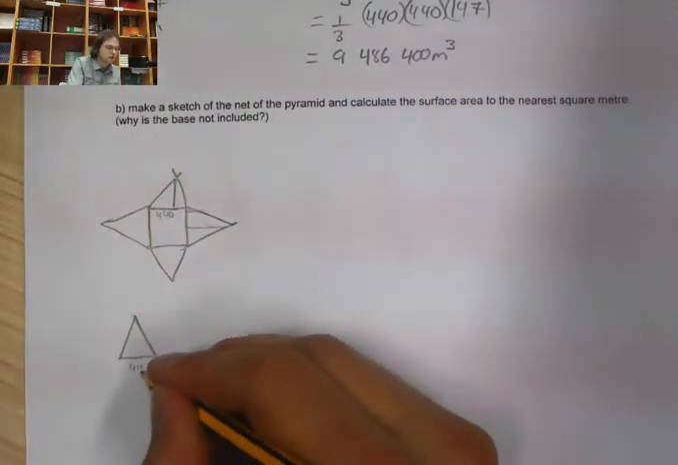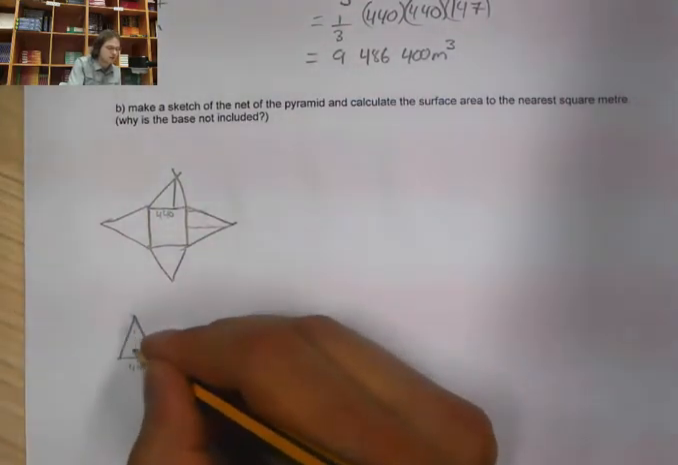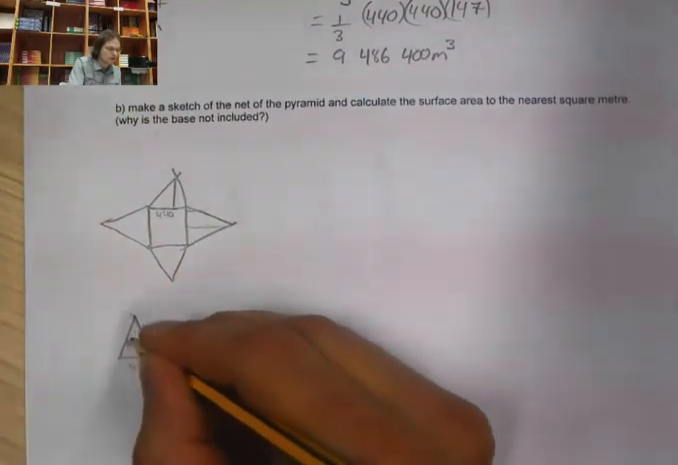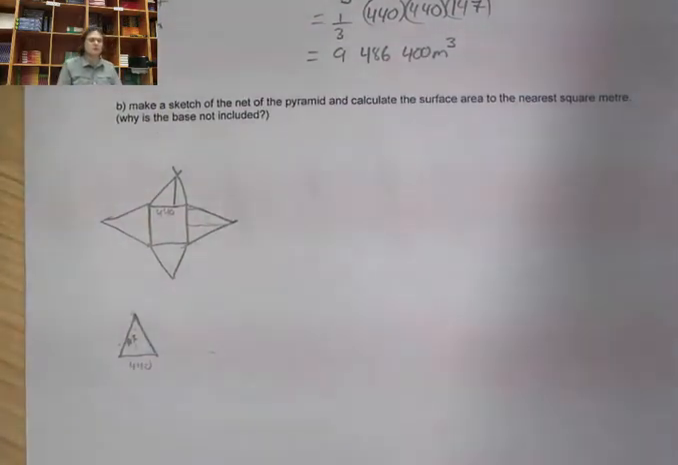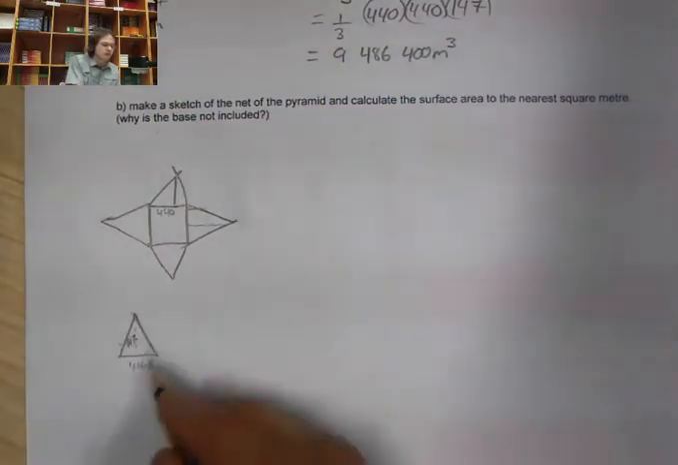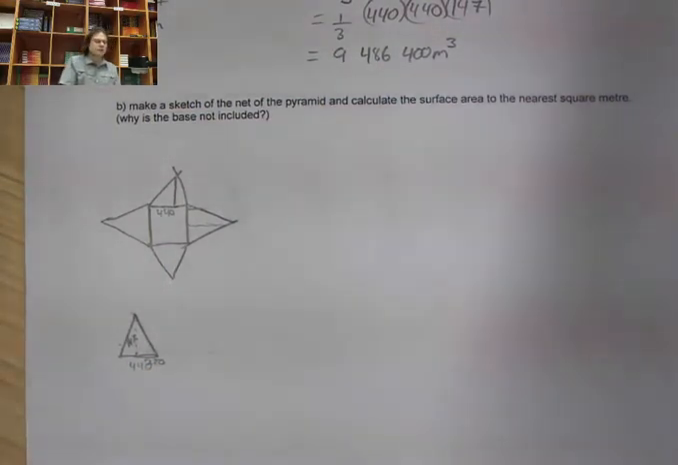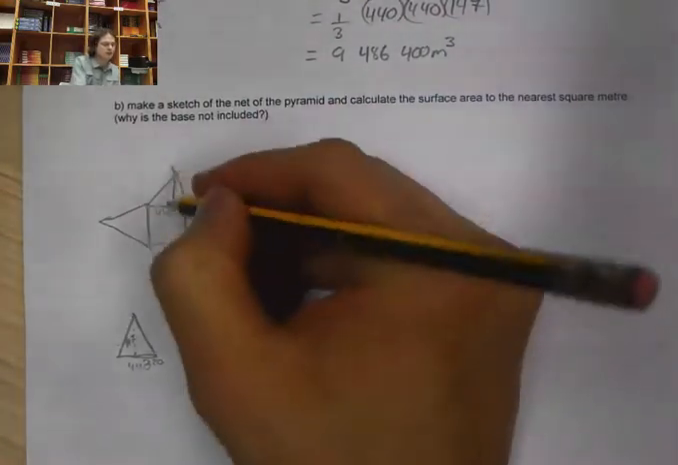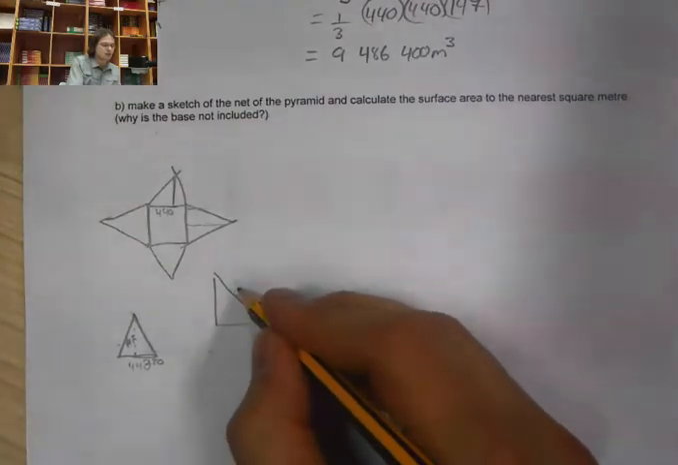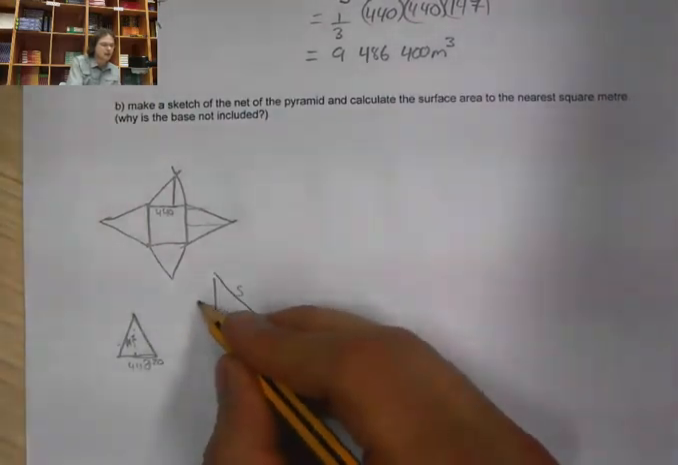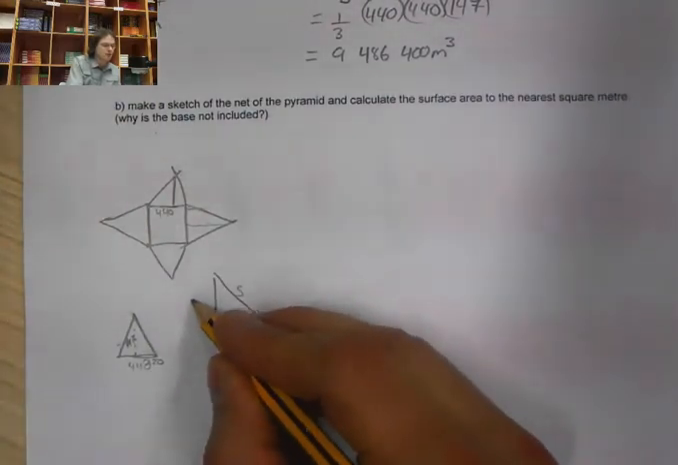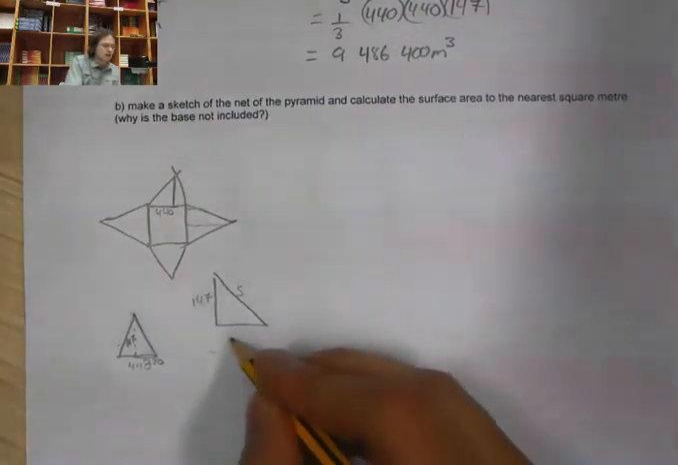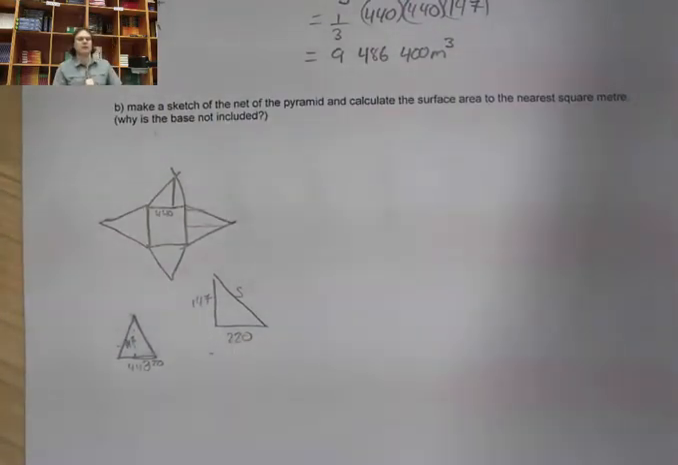This is 440, and the height here is 147. So we have 440 and 147. This part here is really going to be 220. So we have a triangle that looks like this. This is my slant height. We have my height here, which is 147, and I have 220 for that part there.